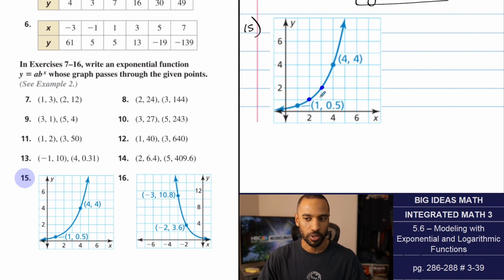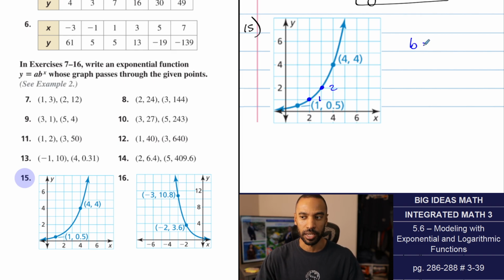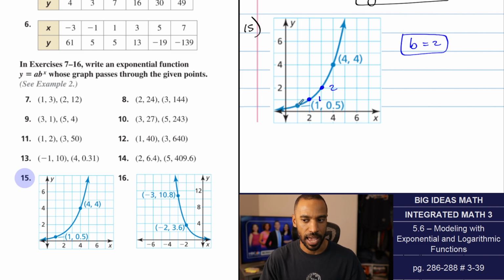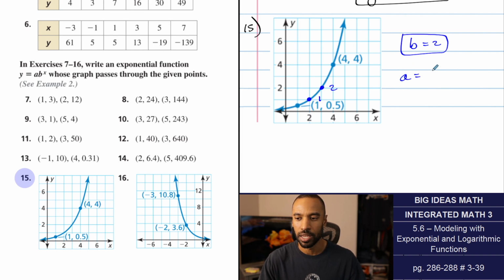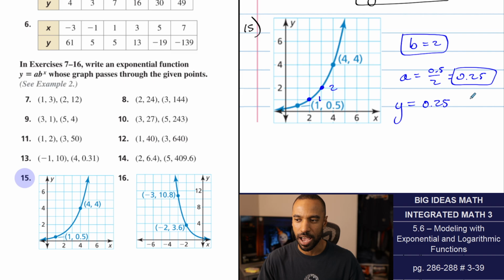I'm looking at the y values because the x's are going by 1, right? This y value is 1, this y value is 2, this y value is 4. From 0.5 to 1 to 2 to 4, clearly we're doubling. Our b value is 2. To find the y-intercept, since we're multiplying by 2 going this way, we're dividing by 2 going this way. So a is 0.5 over 2, which is 0.25. So our equation is y equals 0.25, or 1/4, times 2 to the x power.